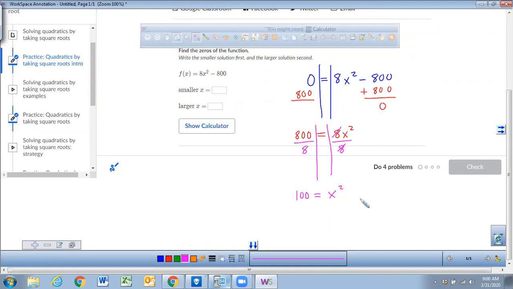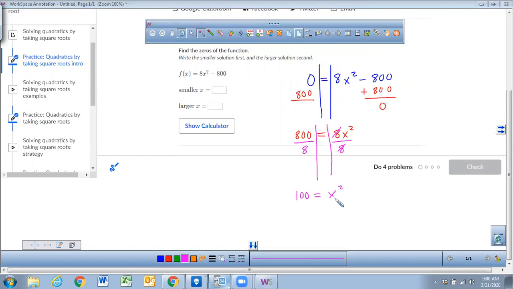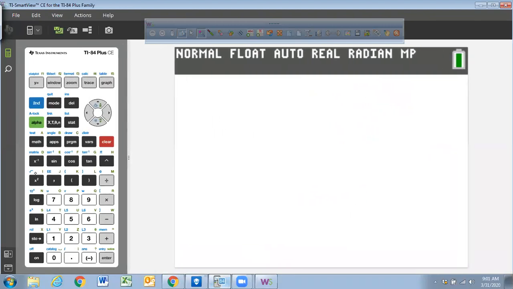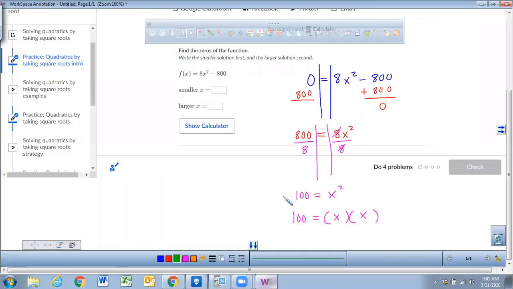Now, this is the part where at some point you may have been introduced to the square root, all right? But whenever you're solving for something that's being squared, what does that mean? That means 100 equals a number times itself. X squared means x times x. And if you look at our graphing calculators, you'll notice x squared. Right above it, you have what's called the square root button that's connected to the x squared. This is the operation that we're going to be doing. We're taking the square root of both sides.